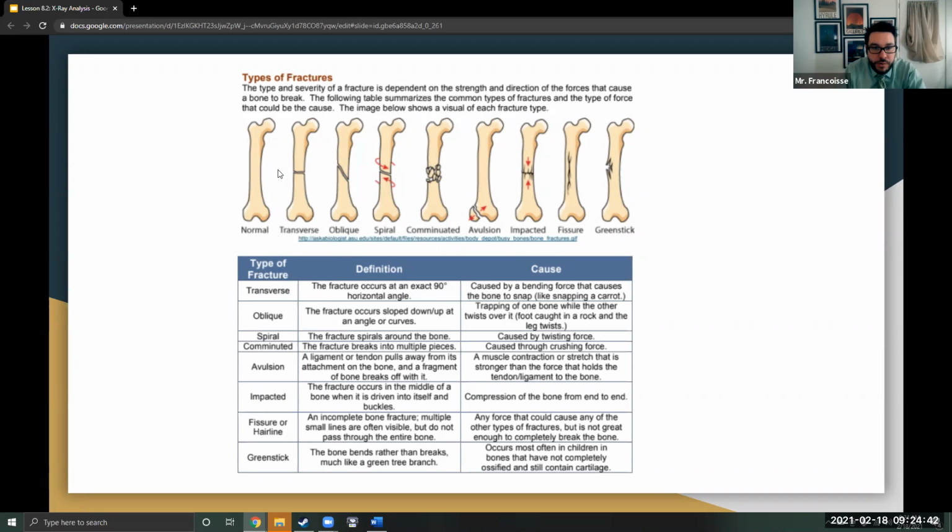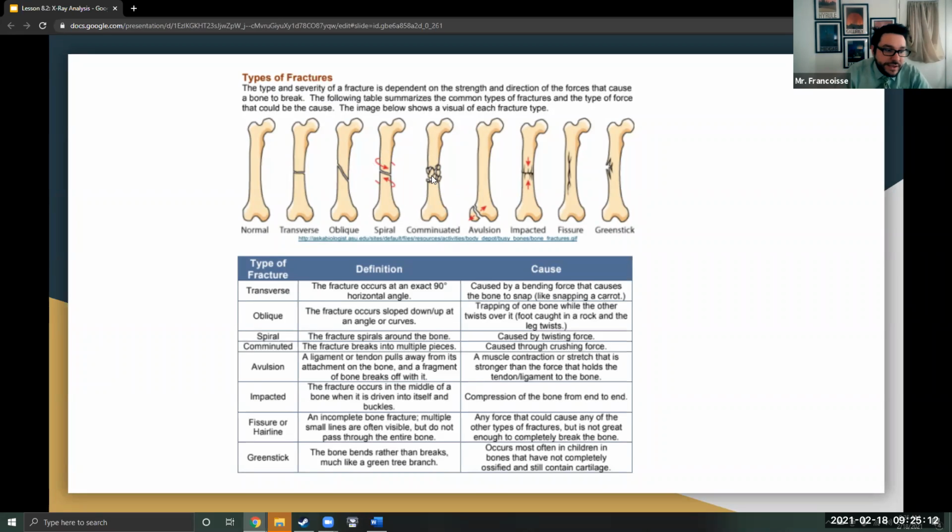So transverse, where you have a fracture that is just straight across a bone, is the most simple. Oblique is diagonal. A spiral, imagine if you had a bundle of sticks and you twist it until something breaks. That's what a spiral fracture is. So imagine your body twisted as you fell. You might get something like this.